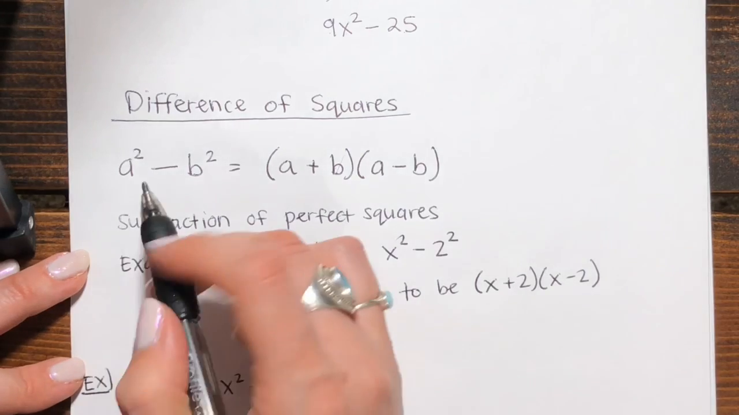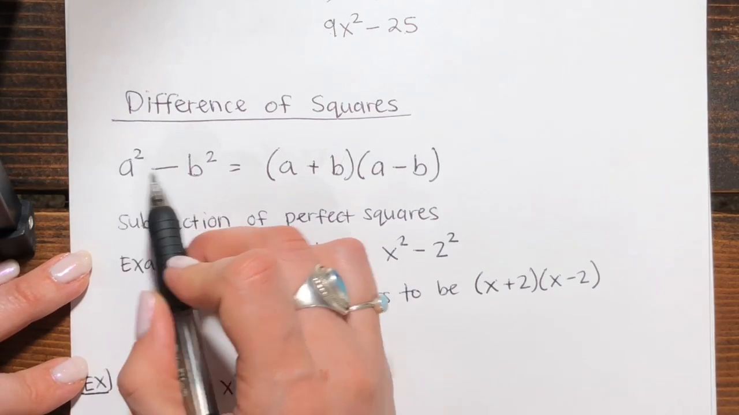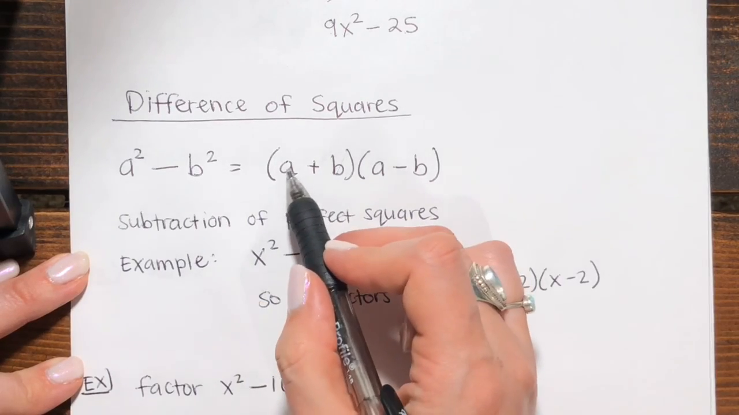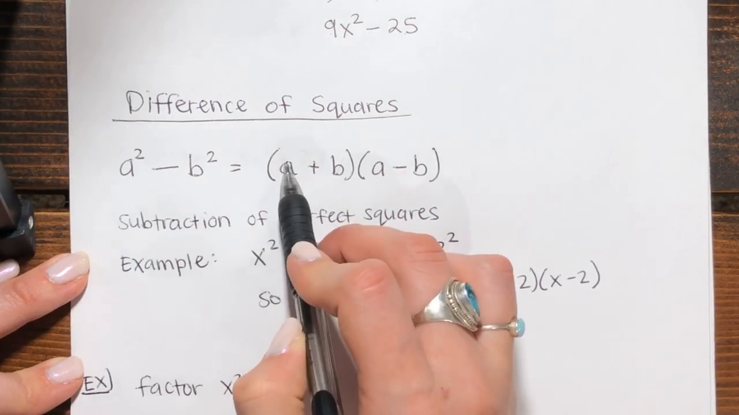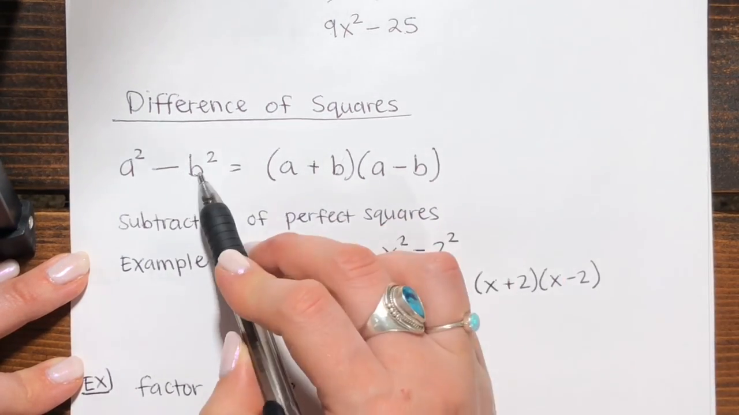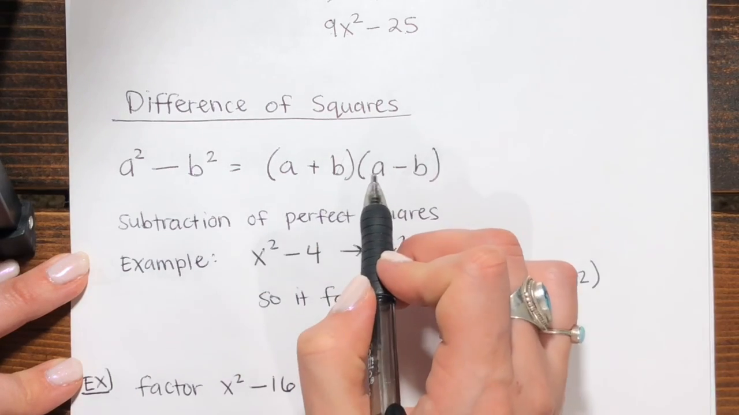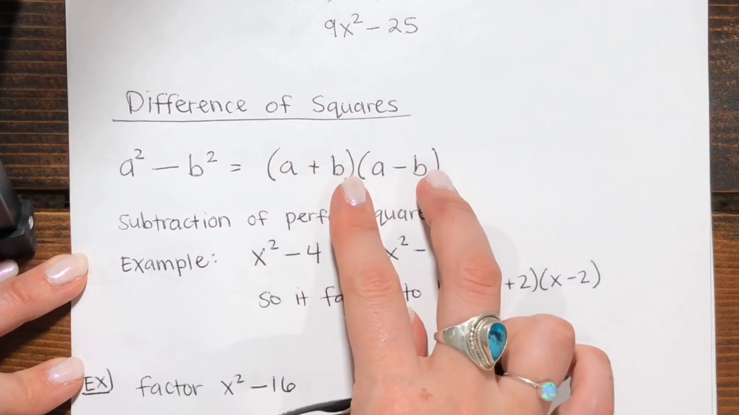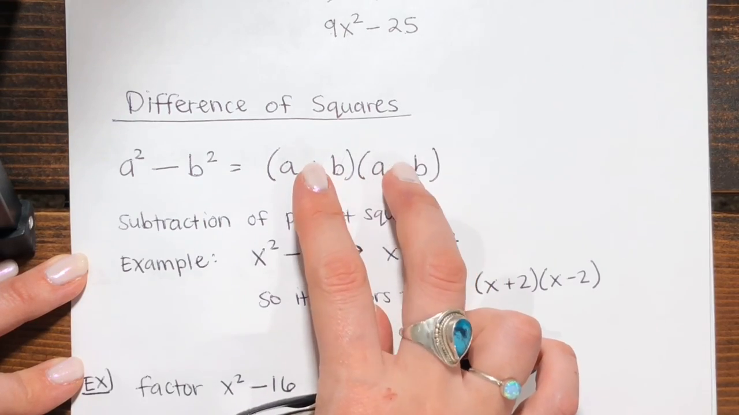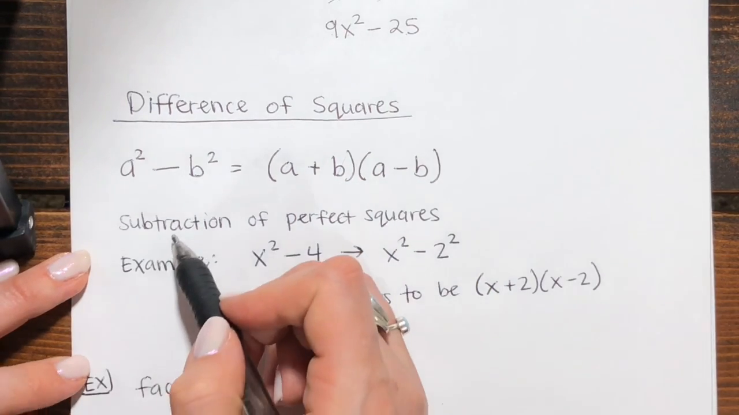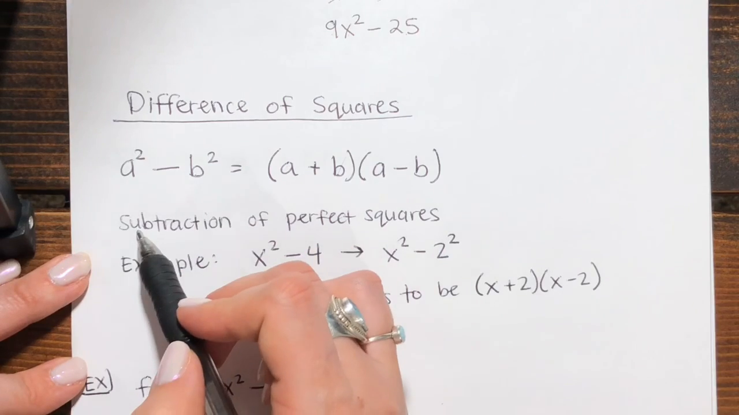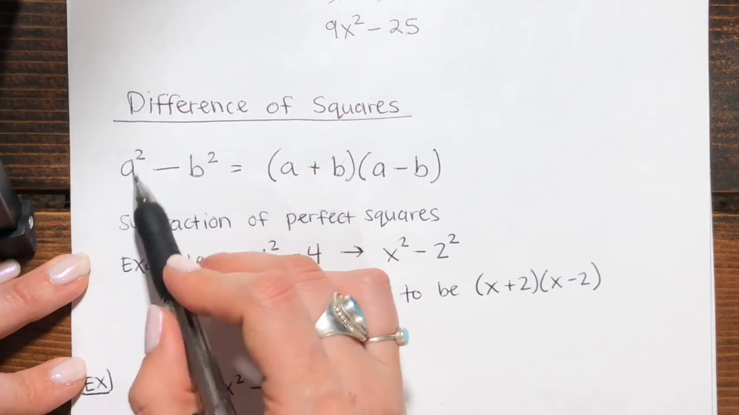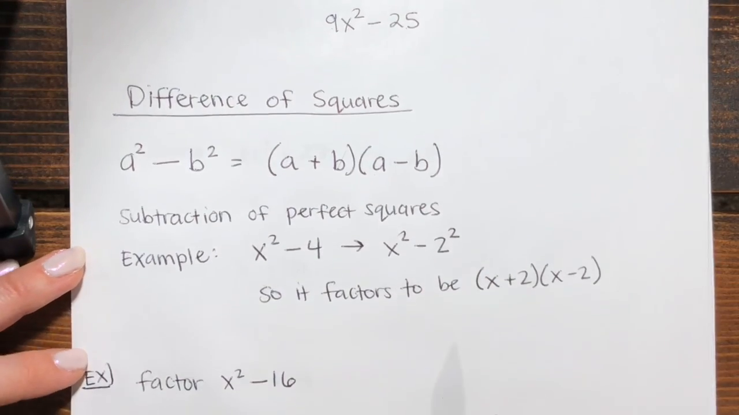So here's your formula. If I have a squared minus b squared, we can factor it to be the square root of a squared, plus the square root of b squared, times the square root of a squared minus the square root of b squared. So the first terms will match, the second terms will match, one will be a plus, one will be a subtraction. And again, you can pick up that these are a difference of squares because in math, difference means subtraction, and then you will have two perfect squares that are being subtracted.